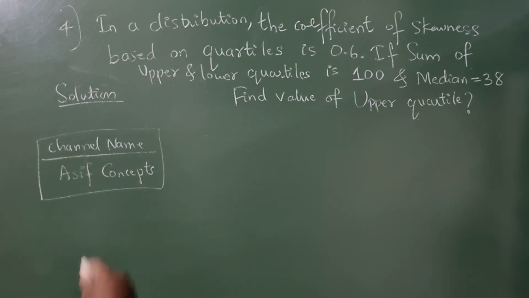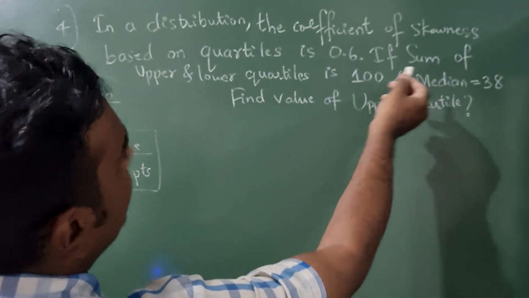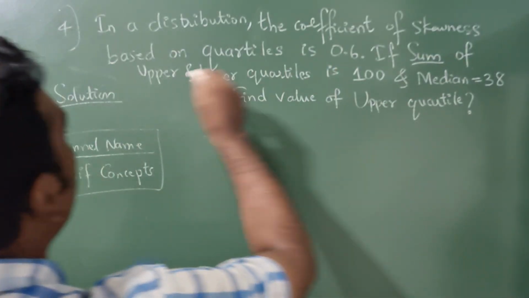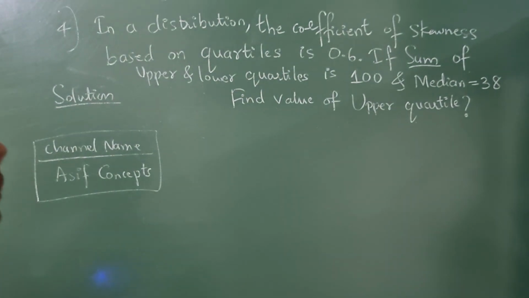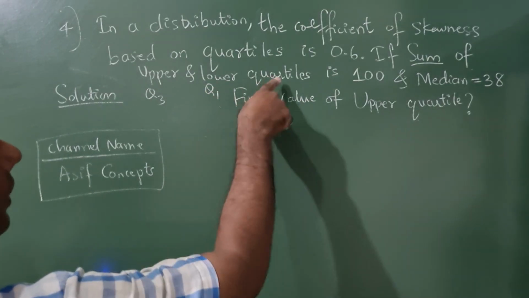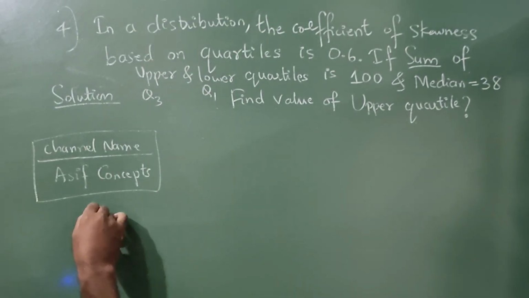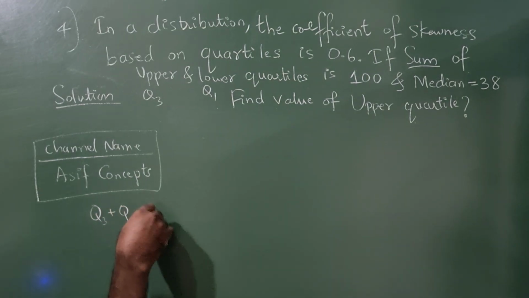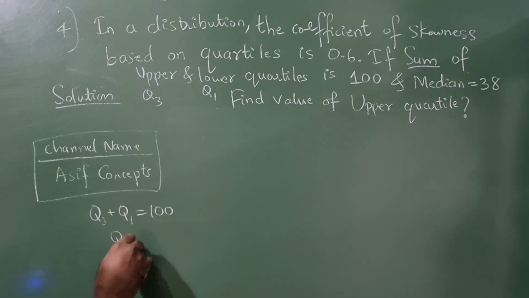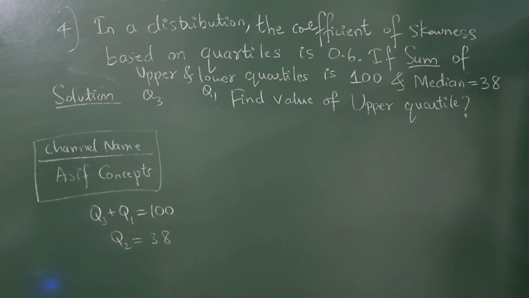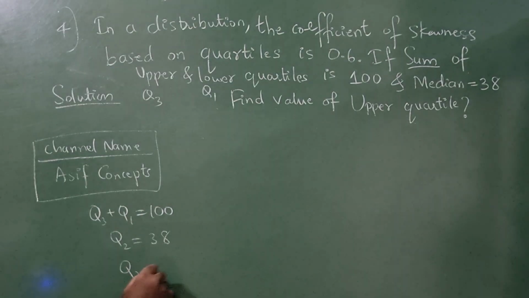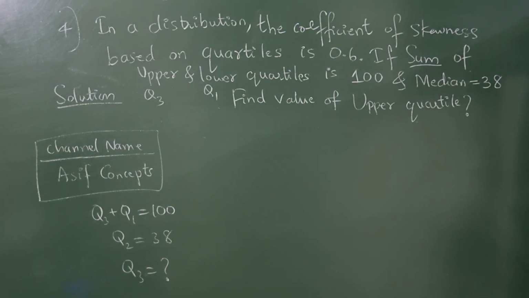Here the next question is, in a distribution, the coefficient of skewness based on the quartiles is 0.6. If sum of upper and lower quartiles, you should know that upper means it is Q3, lower means it is Q1, is 100. Means Q3 plus Q1 is equal to 100 because it is a sum. Median, always remember median means it is Q2. How much they have given? 38. Find the value of upper quartile, that is Q3. You need to find out the Q3 value here.